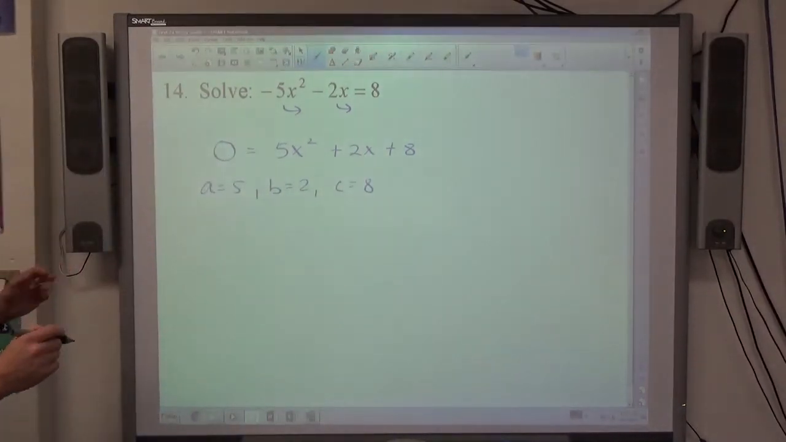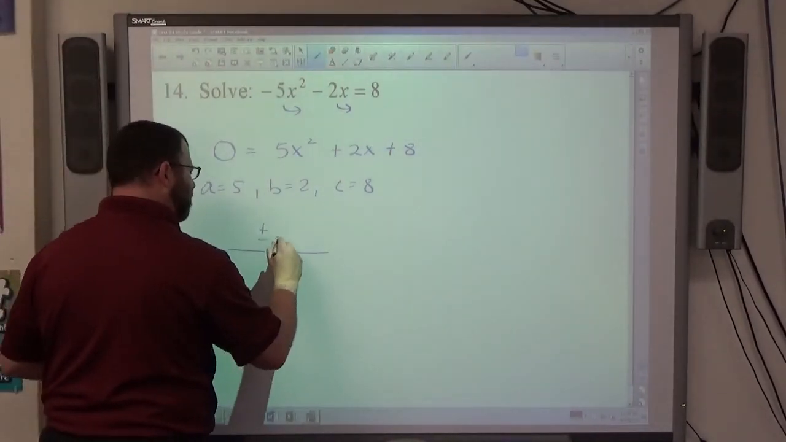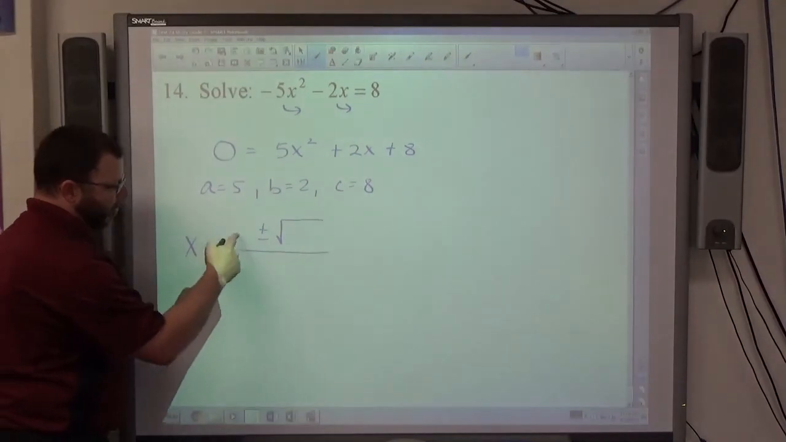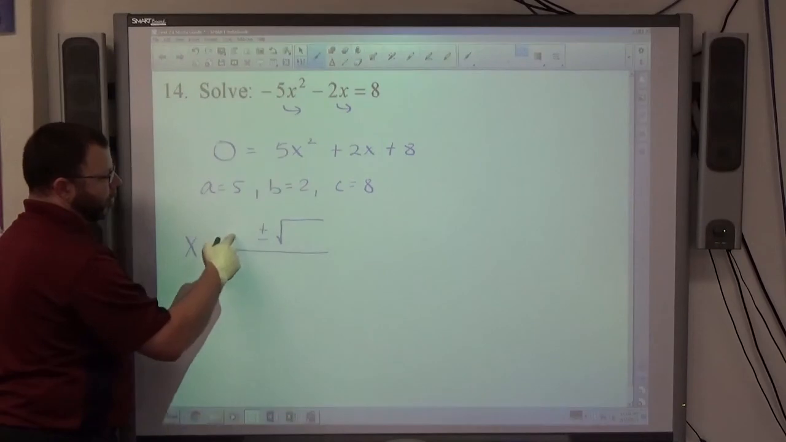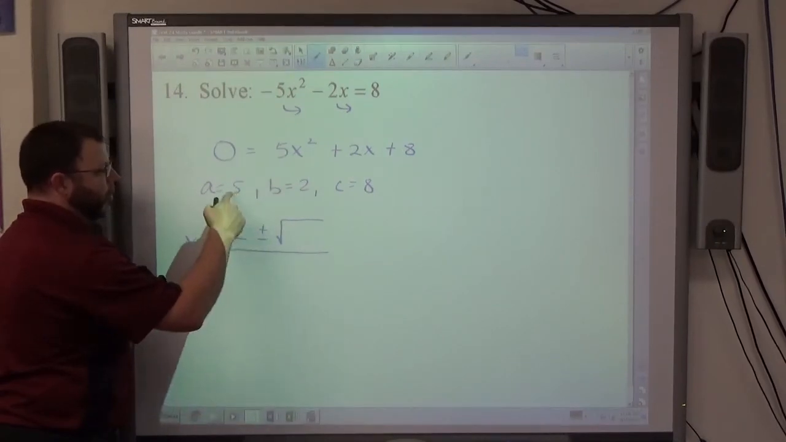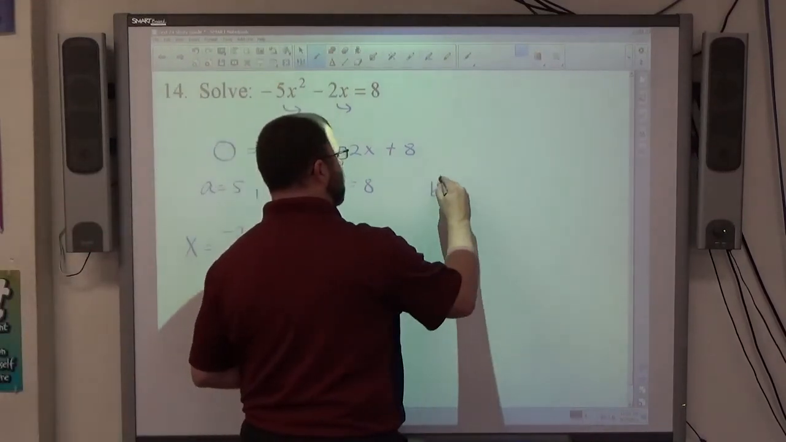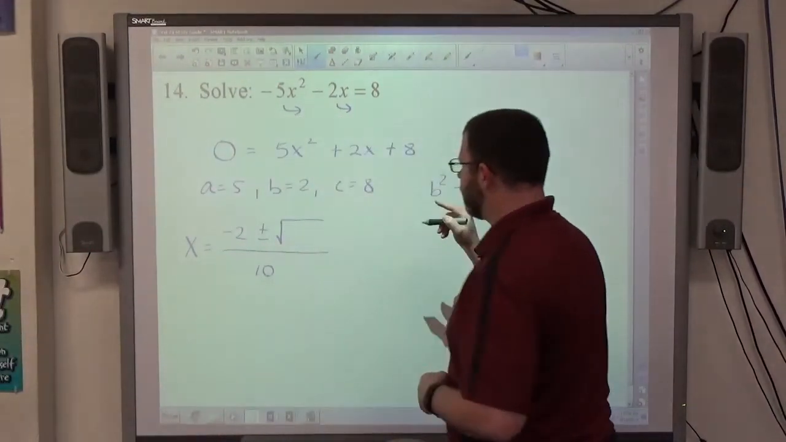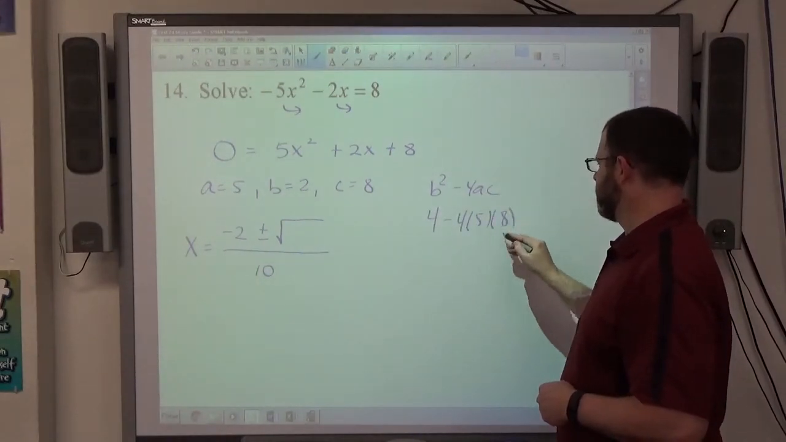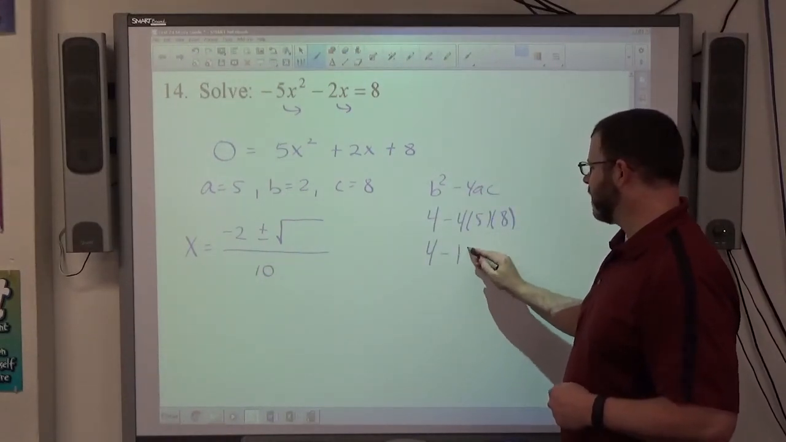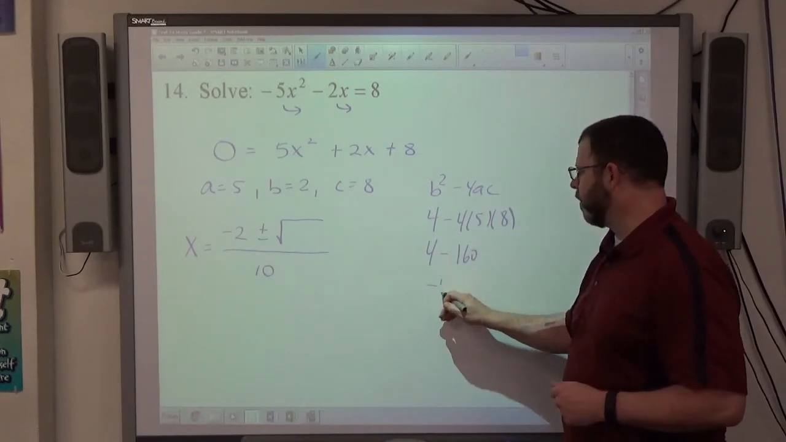And once I know what a, b, and c equal, I'm trying to find out what x equals. We know it's going to have this structure. The three pieces are minus b, 2a, and b squared minus 4ac. So minus b is going to be negative 2. 2a is double a, so 5 times 2 is 10. And then b squared minus 4ac is just going to be 2 squared, which is 4, minus 4 times 5 times 8. That's 4 minus 160. 20 times 8 is 160, so negative 156.